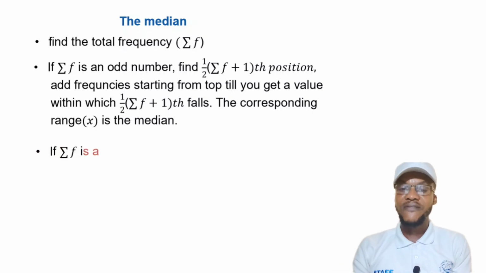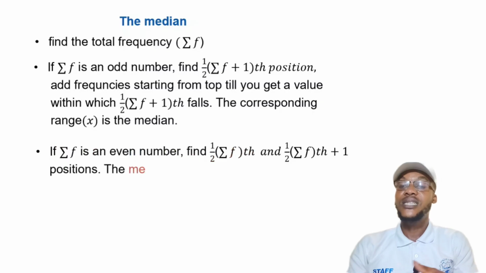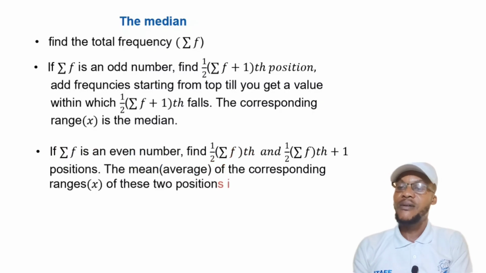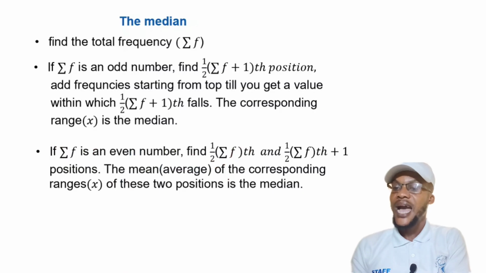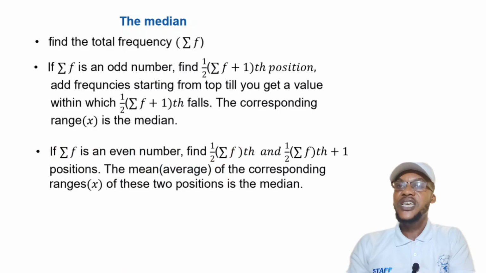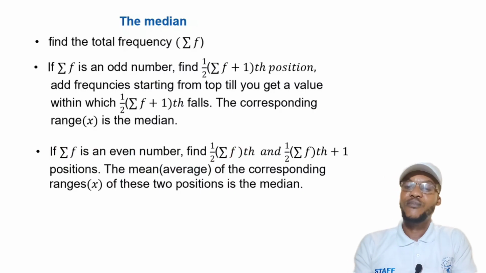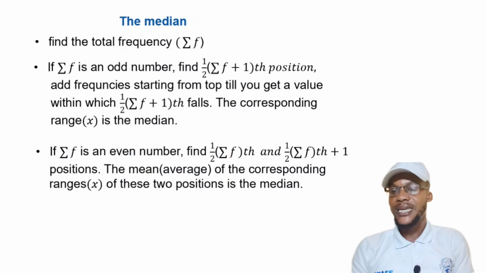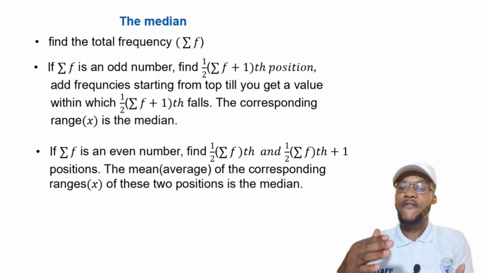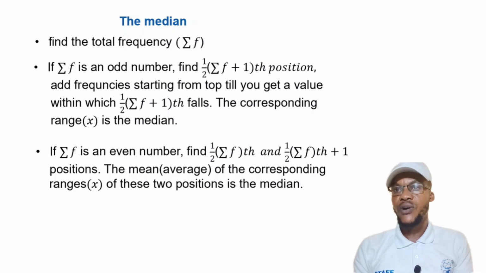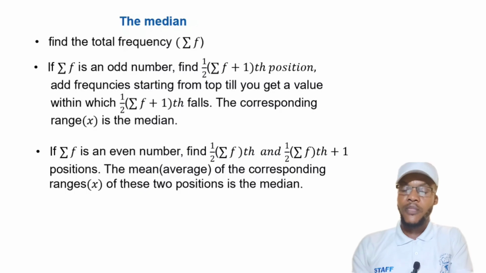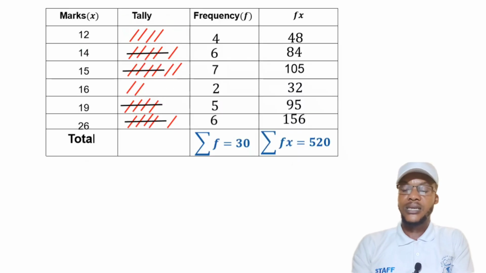Then what if it is even? If it is even, you do a similar thing. You find the position half of sigma f, and then the position half of sigma f plus 1. Then you trace their corresponding marks. Definitely you are going to get 2 numbers, then you just find the average, and you know how to find the average. This is the same as what we're doing now, just that it is done in a table. Okay, so let's get back to our table.